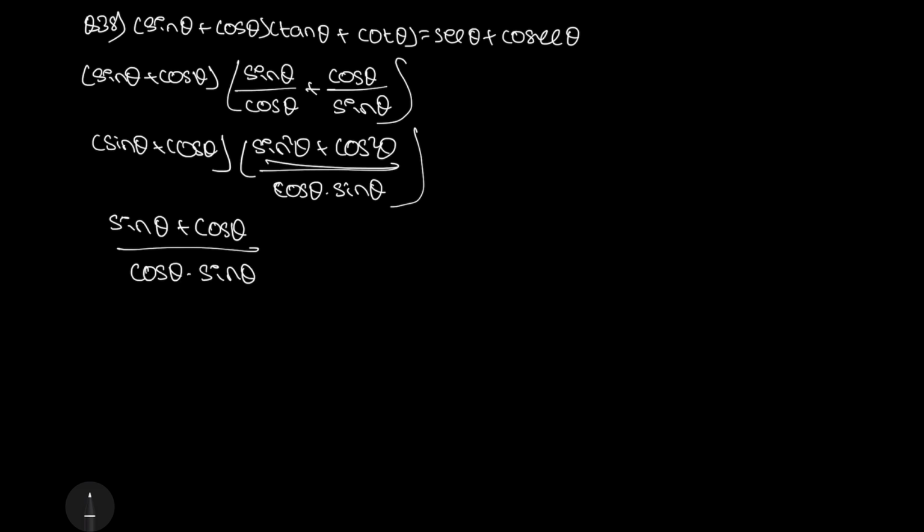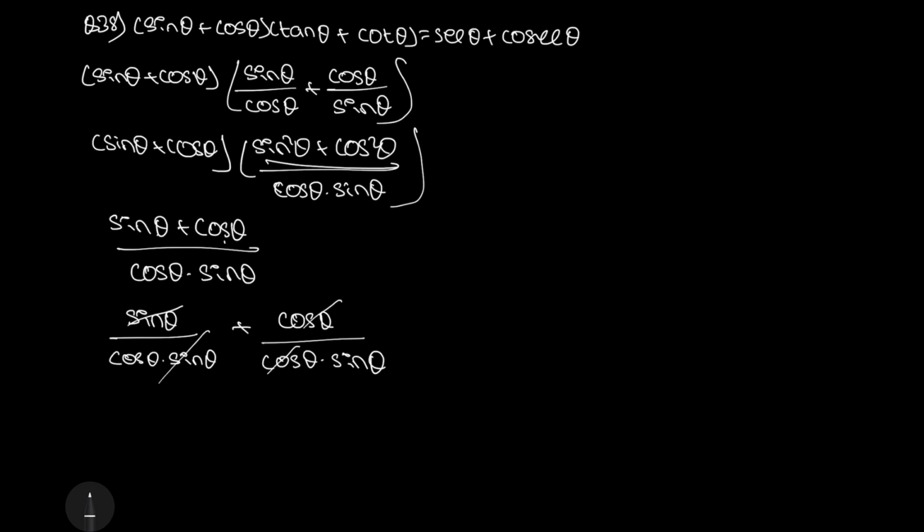In the numerator we have two terms. Divide that into two different terms. We'll get sin theta by cos into sin plus cos theta by cos into sin. Here we can cancel out the common terms, sin and sin, cos and cos. We'll be having inverse of cos plus inverse of sin. Inverse of cos is nothing but secant theta. Inverse of sin is cosecant theta.